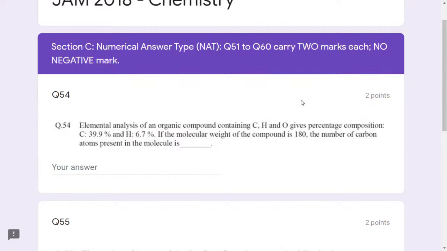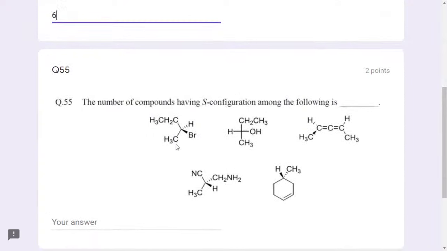How many carbons are there? So 72 divided by 12. What is the answer? 6. Yes, students, it is 6. Answer is 6. Next, the number of compounds having S configuration among the following is.